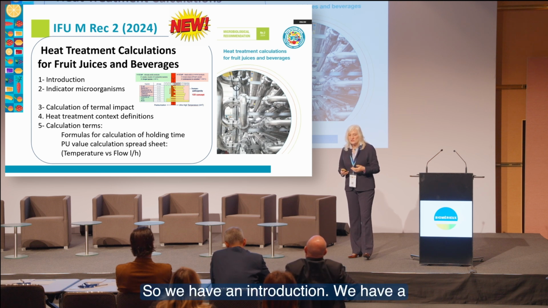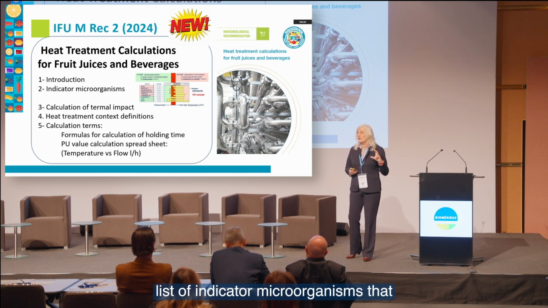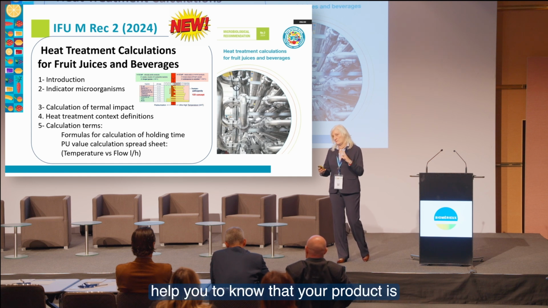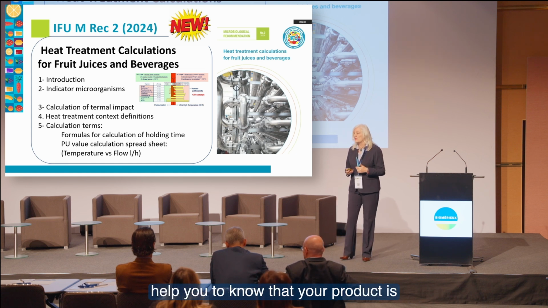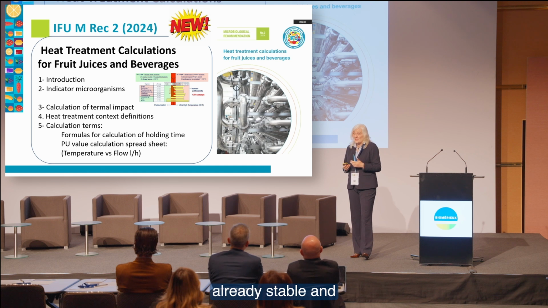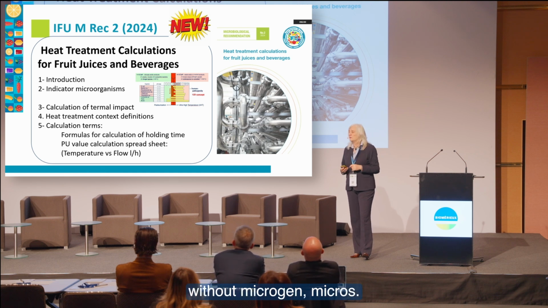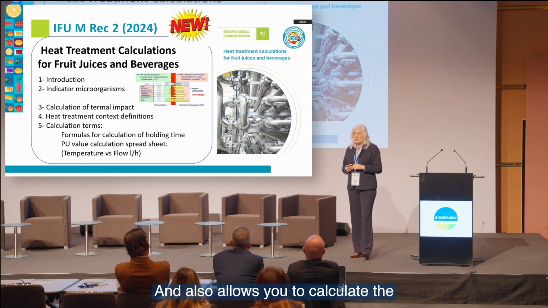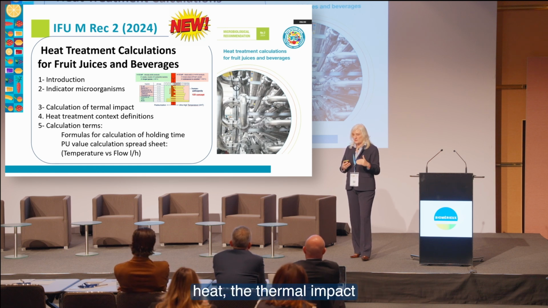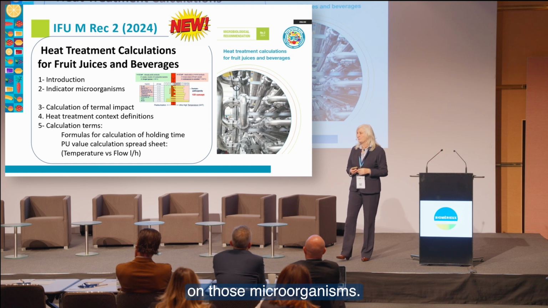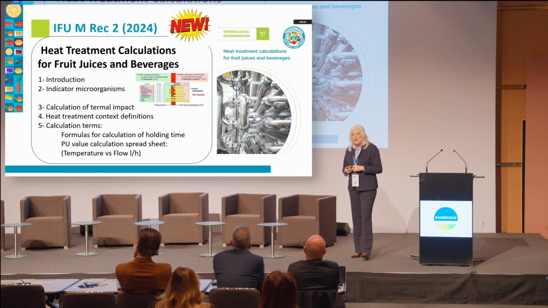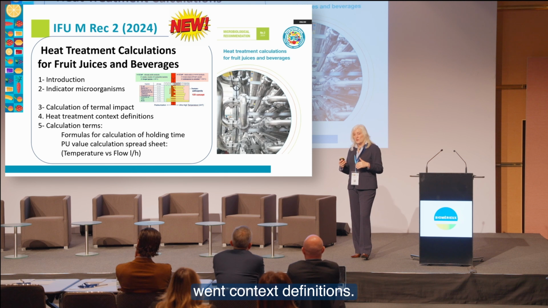So we have an introduction. We have a list of indicator microorganisms that help you to know that your product is already stable and without microbes. And also allows you to calculate the thermal impact on those microorganisms. There are some heat-resistant context definitions.